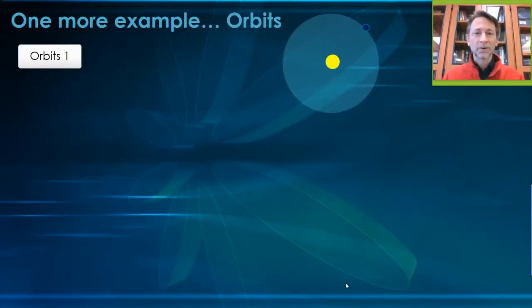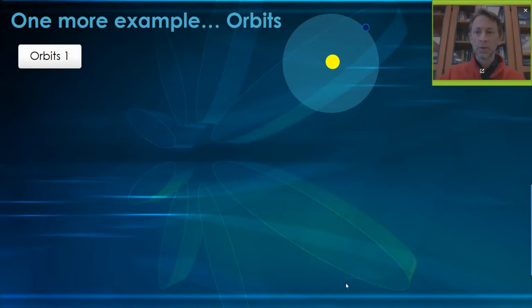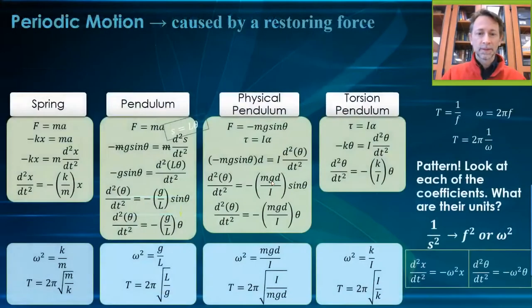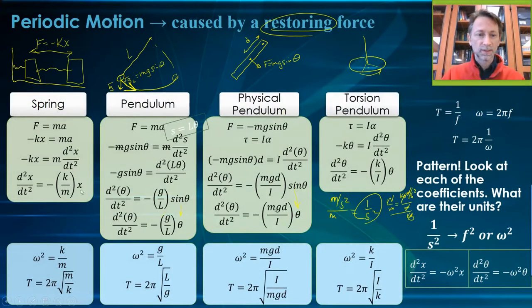Okay, now for another example, orbits. The interesting thing about this one is there are 3 different ways that we can go about deriving those equations. If you think through, we had all of these different ones at the bottom here, and then we found the second derivative of the position gave us some coefficient times the position itself, and then we have the period that we can calculate based off of the angular frequency.